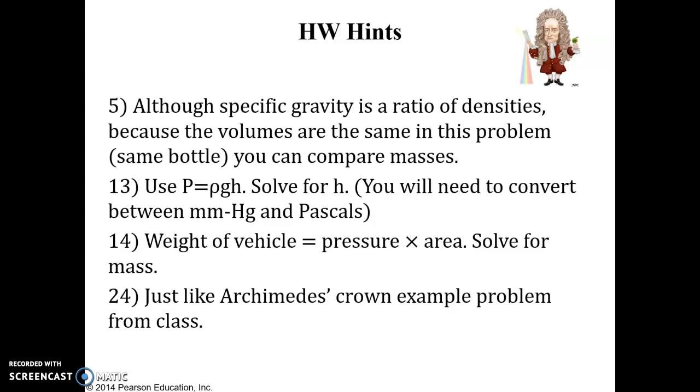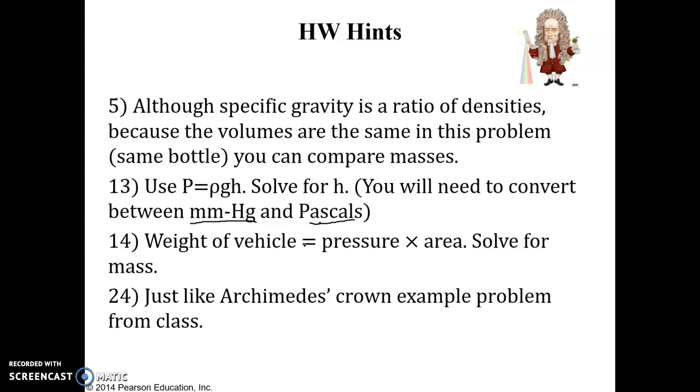Problem number 5, you're looking at the specific gravity of materials, but since the volumes are identical, you can essentially solve the problem just by comparing masses, or you can compare densities. You'll arrive at the same answer. For problem 13, pressure equals rho g h, just solve for h. You do always need to be aware of units, though. This problem is going to require some unit conversion between millimeters of mercury. Like I said, mercury historically was used in manometers and barometers. So millimeters of mercury is a unit of pressure. We are going to want to deal with pascals or newtons per meter squared, so you're going to have to do some unit conversion there.